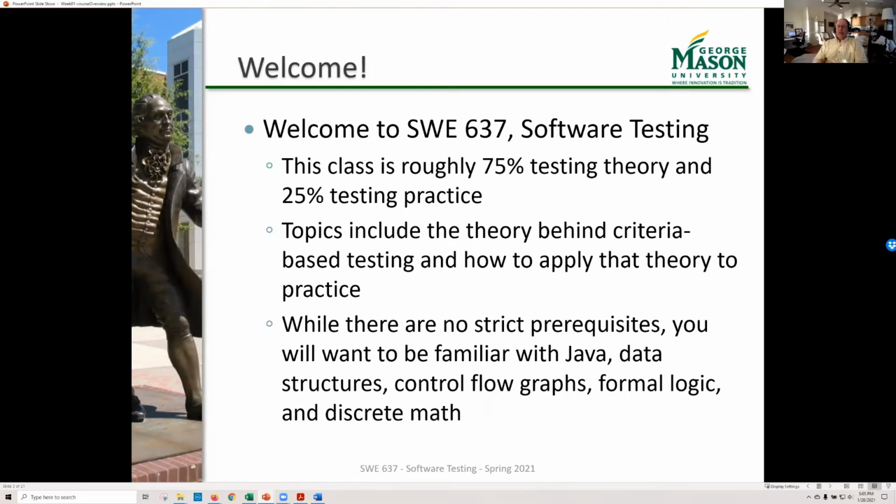But you do want to understand data structures. We're going to be using a lot of data structures as examples, so lists and queues and things like that. You want to understand control flow graphs, a little bit of compiler theory background. Again, we're not digging down into parsing and code generation and optimizing, but you want to understand how code turns into a control flow graph. You need to understand a little bit about formal logic, not too much, and a little bit about discrete math. Again, not too much, but a little bit of exposure to those things, and you should be all set to be fully successful here in the class.